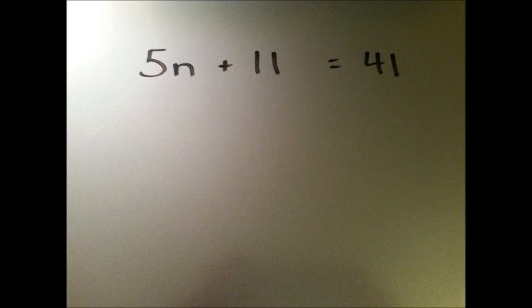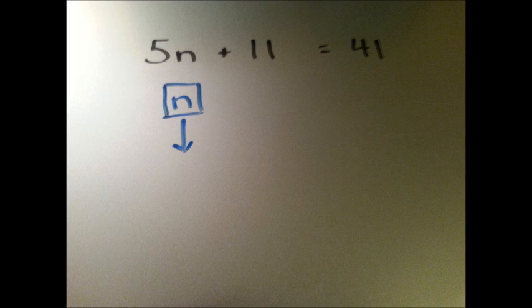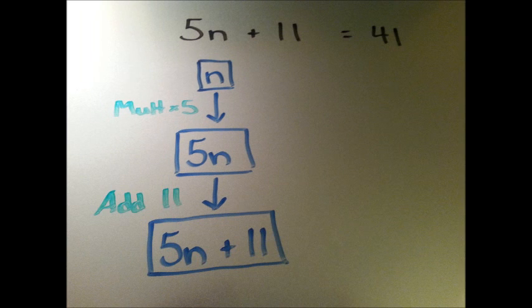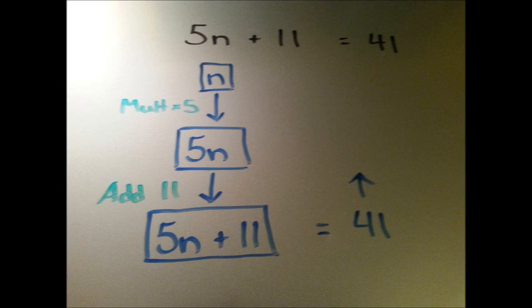So let's take a look at this equation: 5n adding 11 is equal to 41. To build this equation, we start with n. In my equation, I see multiplication and adding. The order of operations tells us that multiplying by 5 would happen first, so we build our 5n, and then we build in the addition. This 5n added to 11 is equal to 41.